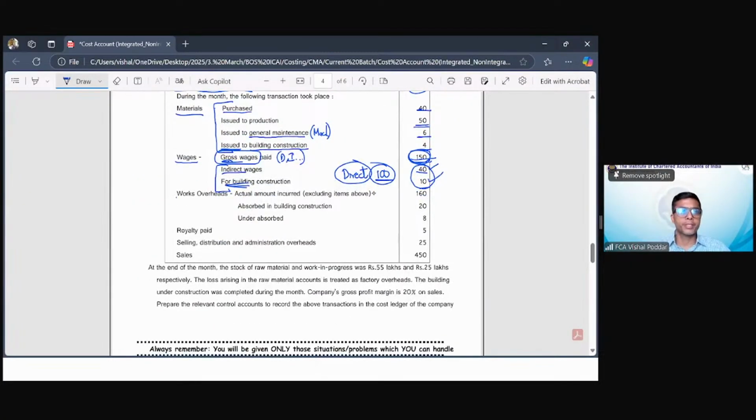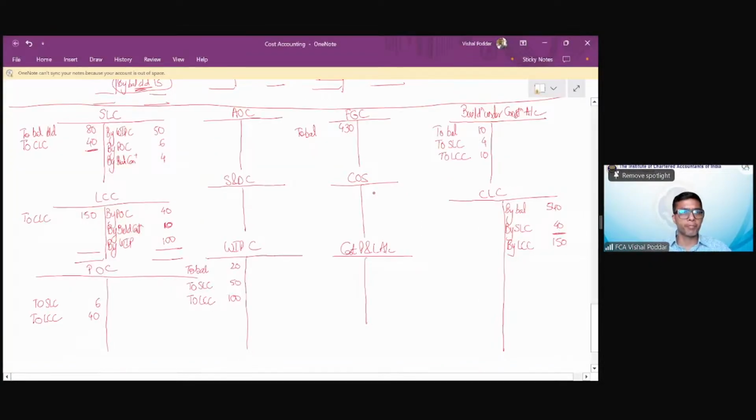Now we come to overheads. Factory overheads, which is here called works overheads. What are they saying? Actual amount incurred excluding the above items, so besides indirect material and indirect labor given above, the other amount of overheads is 160. So this is the overheads incurred. We know what is to be done. It will be debited in my overheads account and credit would be given to cash bank, which is represented by my CLC. So 160 is the production overheads which I have incurred or paid.